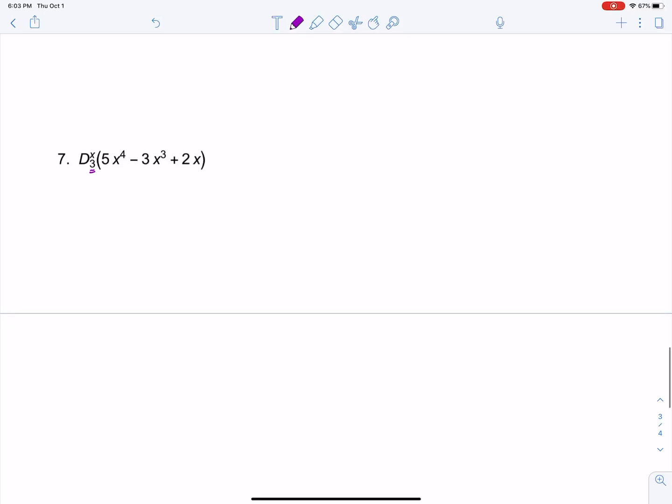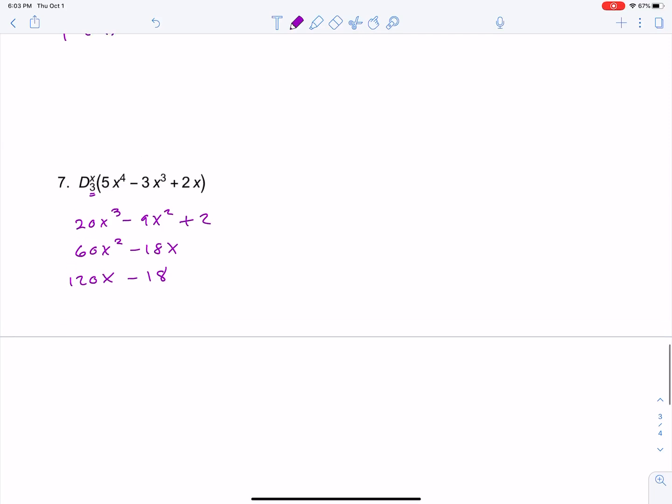So taking the first derivative, we get 20x cubed minus 9x squared plus 2. Okay, so we took the first derivative. Let's take the second derivative. So we get 60x squared minus 18x plus 0. And taking the third and final derivative, we get 120x minus 18. Okay, let's move on to the next one.